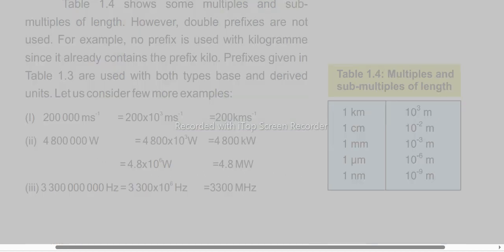Table 1.4 shows some multiples and submultiples of length. However, double prefixes are not used. For example, no prefix is used with kilogram since it already contains the prefix kilo. Prefixes given in Table 1.3 are used with both types, base and derived units. Let us consider a few more examples.